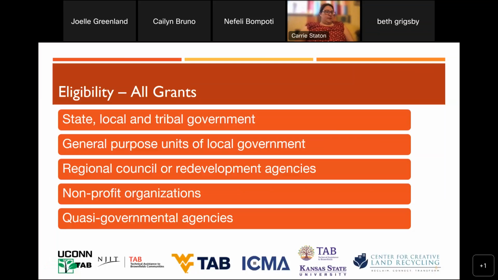All right, so the eligibility of applicants for all grants: basically any unit of government, including regional councils or redevelopment agencies, which may be quasi-governmental or arms of different government agencies, many nonprofit organizations, and, as I said, quasi-governmental organizations. You can look into the guidelines for more specifics on some of the nuances for different kinds of organizations, and you can always double check things with your TAB provider, or they can help you connect with the regional EPA folks as well.